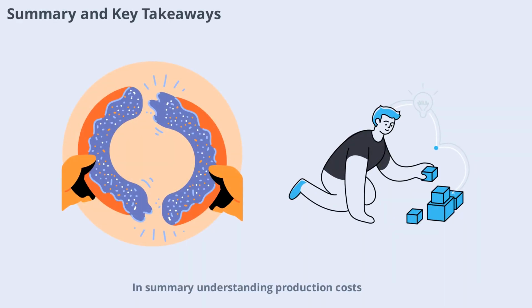In summary, understanding production costs and firm behavior is essential for navigating the business world. Firms must balance inputs and outputs, manage costs, and adapt to changing environments. By mastering these concepts, businesses can make smarter decisions, maximize profits, and achieve long-term success.